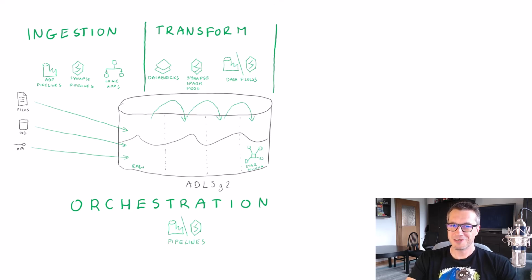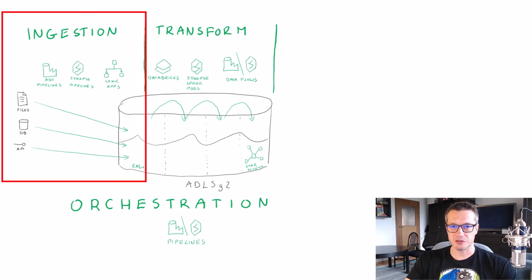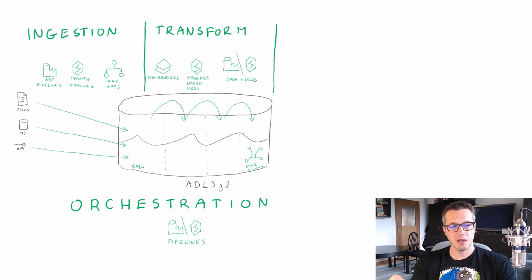So far we covered two phases of the data lifecycle. The first one was data ingestion, which was about connecting to all those data sources like files, databases, APIs, whatever, and just dumping the data to a raw layer in a data lake using the native format, JSON, CSV, Excel, whatever. And we know that Data Factory pipelines, Synapse pipelines, or Logic Apps can be used to do those steps.